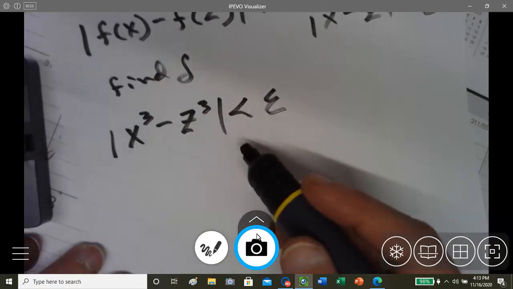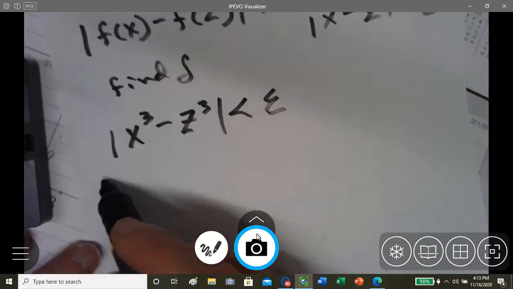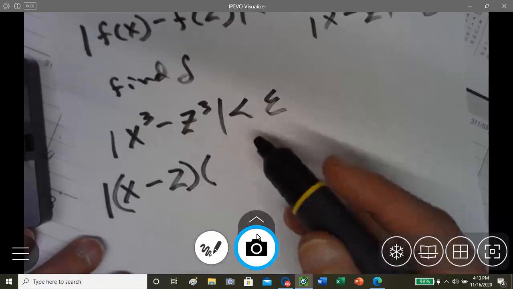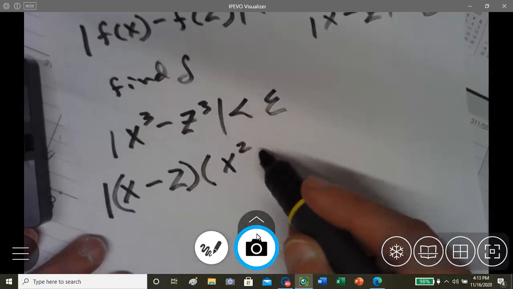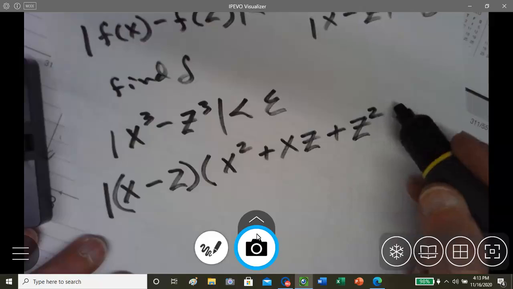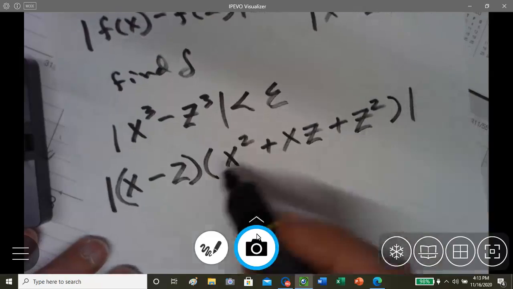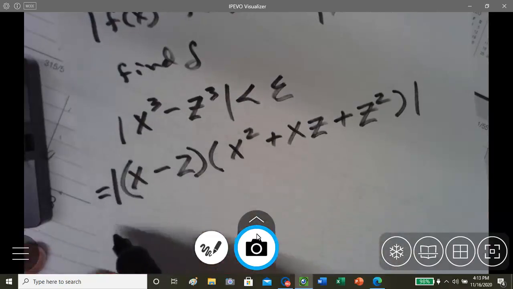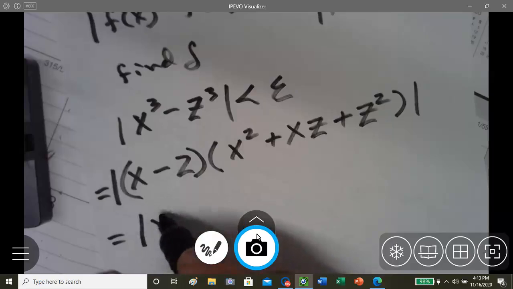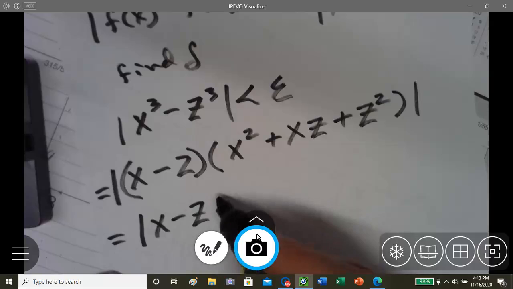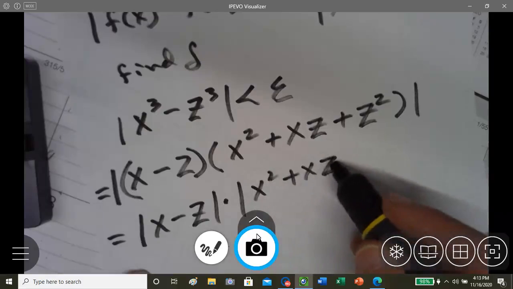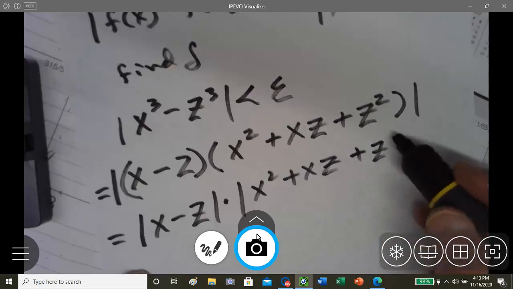Okay, so when we factor the difference of two cubes, we get x minus z times x squared plus xz plus z squared. So that's the difference of two cubes. All right, and so we can split that: the absolute value of x minus z times the absolute value of x squared plus xz plus z squared.